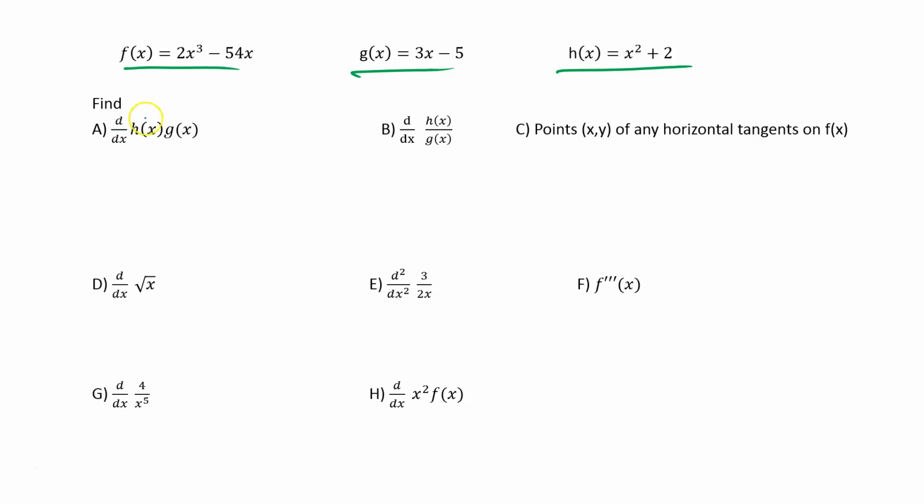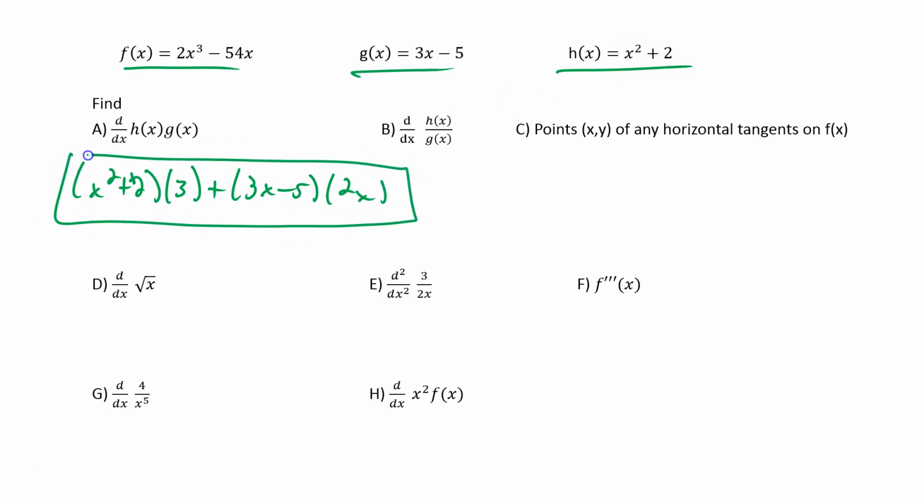Alright, let's try it. So first one, we're doing the derivative of the product of h and g. Using our product rule, let's leave h alone, so x squared plus 2, multiplied by the derivative of g, which is just 3. Now add to that. This time we'll leave g alone, so it's 3x minus 5 times the derivative of h, which is 2x. And that's it. We're done. Stop right there.